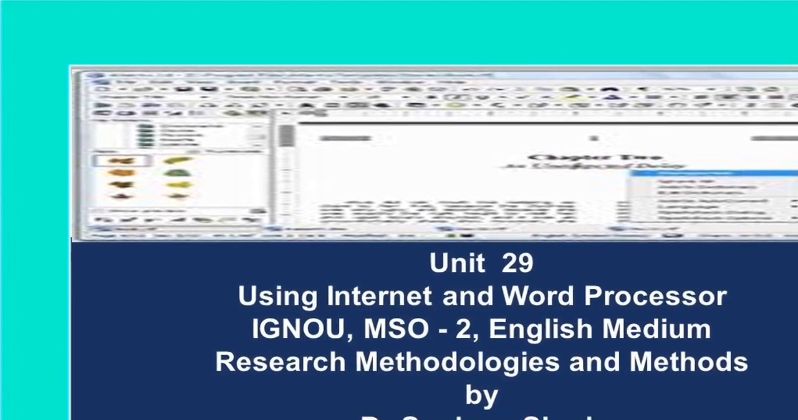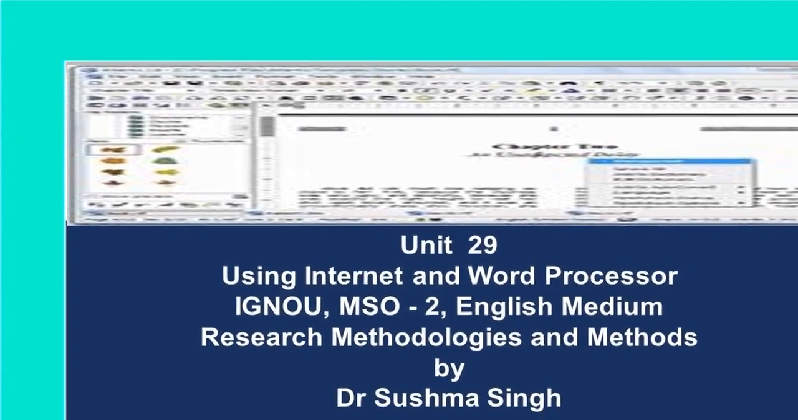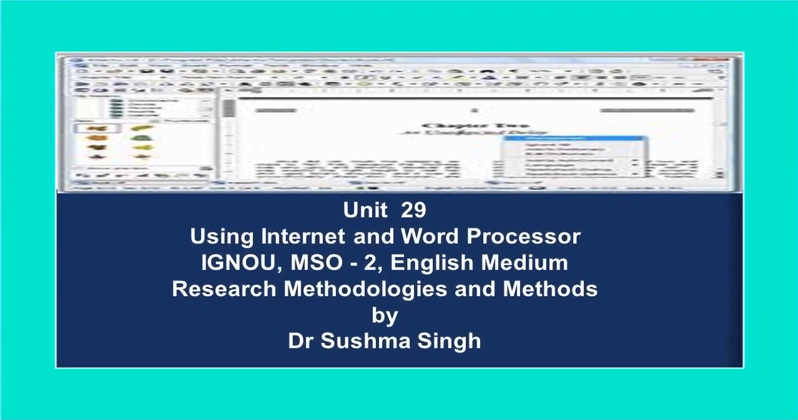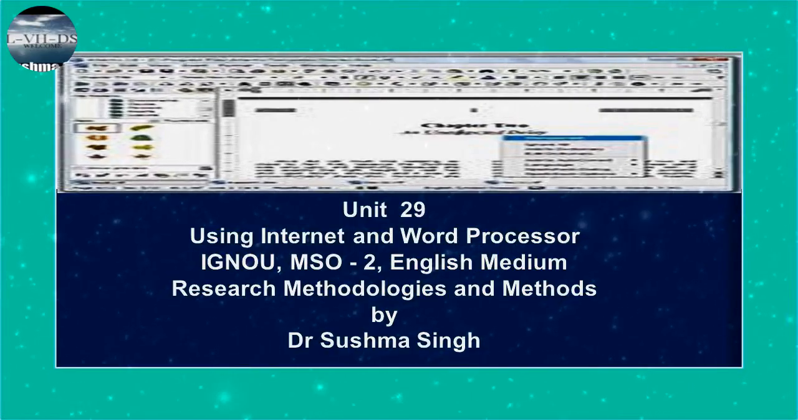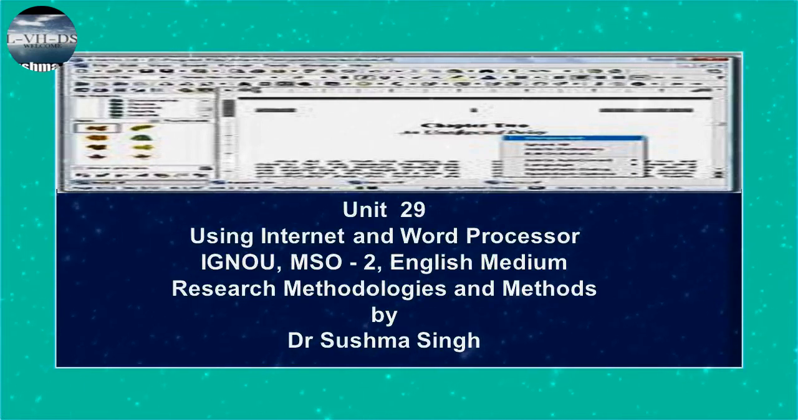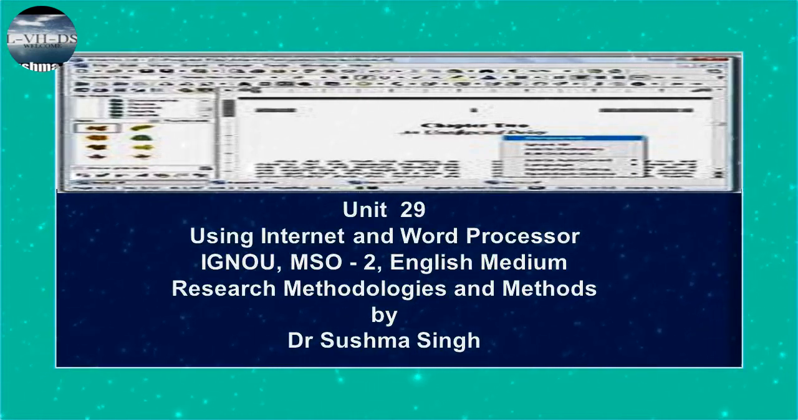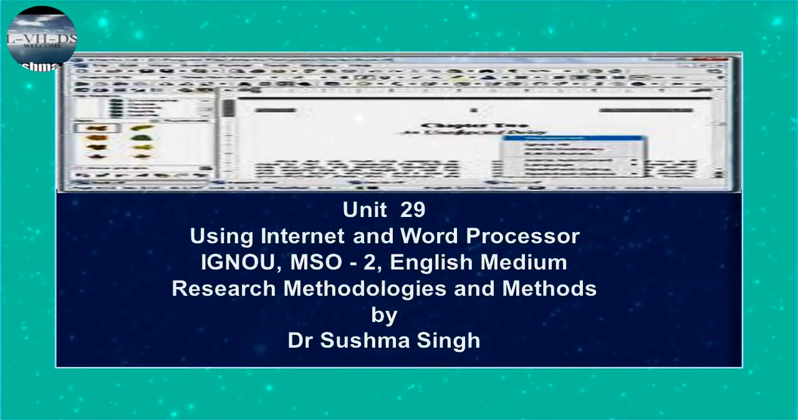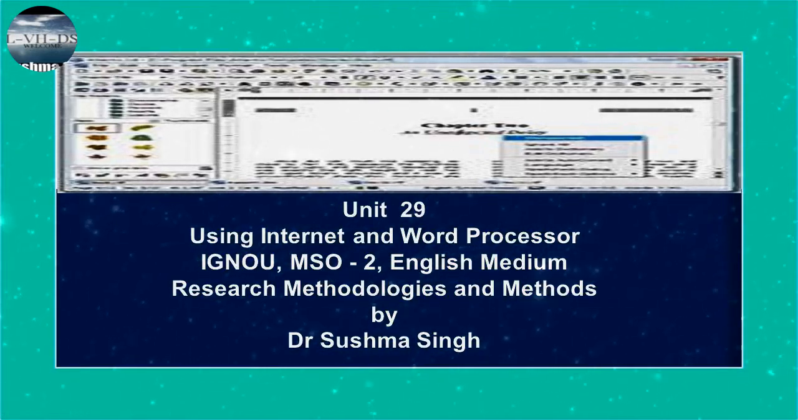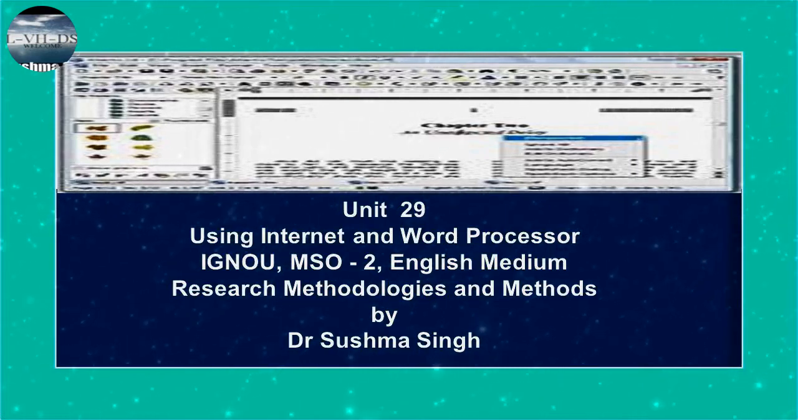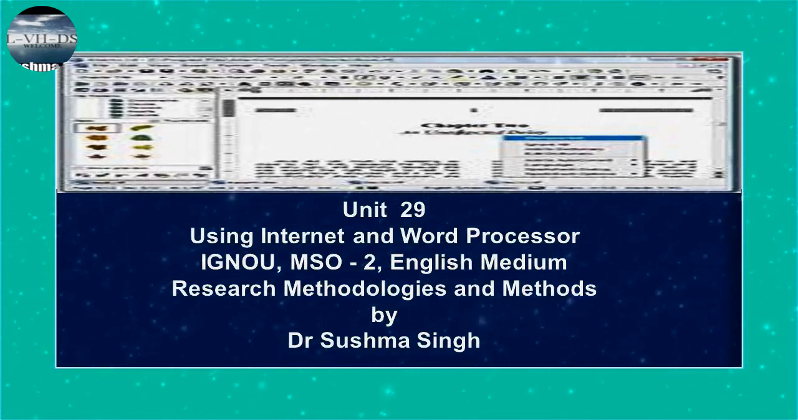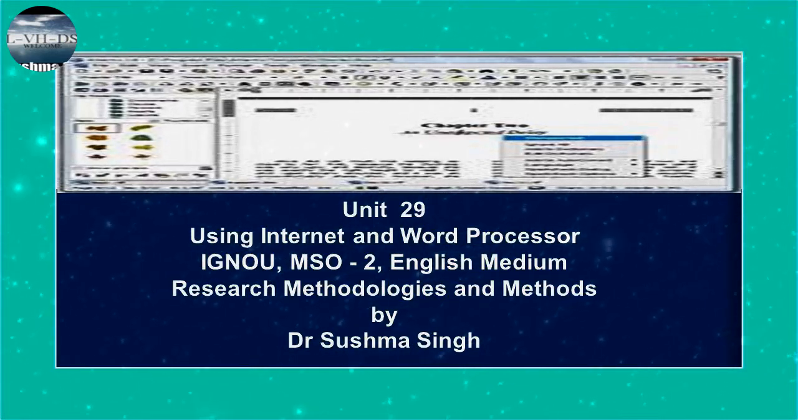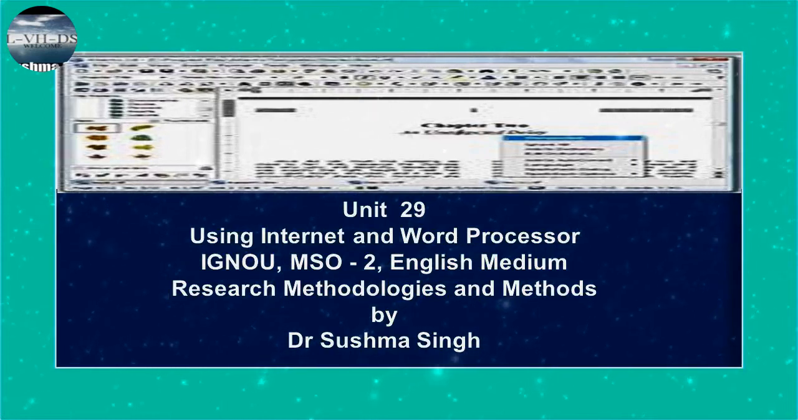Let us start discussion on Unit 29, Using Internet and Word Processor. And our topic is Internet Services. The following description provides us information about the various types of Internet services now commonly available to all researchers and the general public. The first one is World Wide Web, WWW.